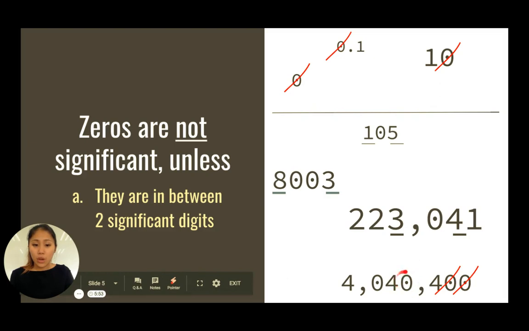Let's take a look at this 0. This 0 is stuck between 2 of these 4s, which are both significant, so this makes this 0 significant. This 0 is between these 2 4s, and so this one is also significant. So when we look at this value that's 4 million something, we have 1, 2, 3, 4, 5 significant figures in this value.